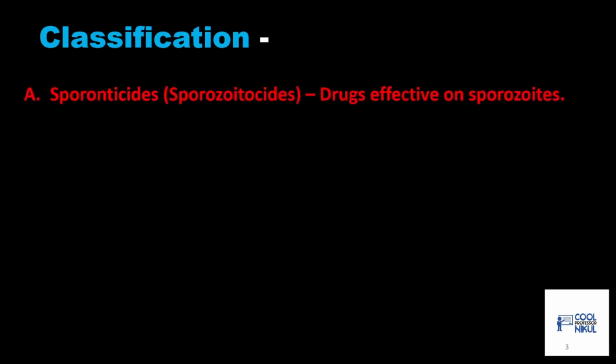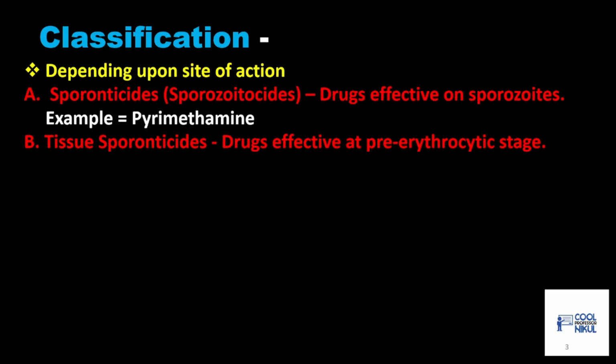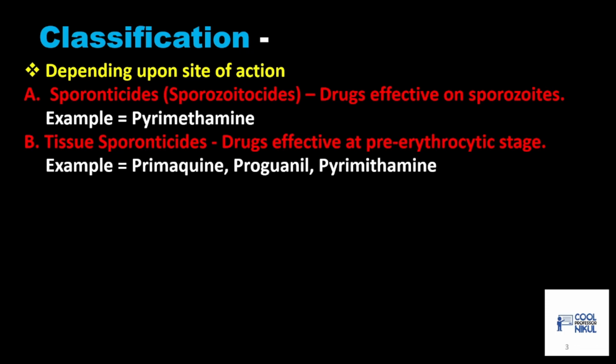So let's study based on site of action. Sporozoitocides, that is drugs effective on sporozoites. Examples are pyrimethamine. Tissue schizonticides, drugs effective at the pre-erythrocytic stage. Examples are primaquine, proguanil, pyrimethamine.